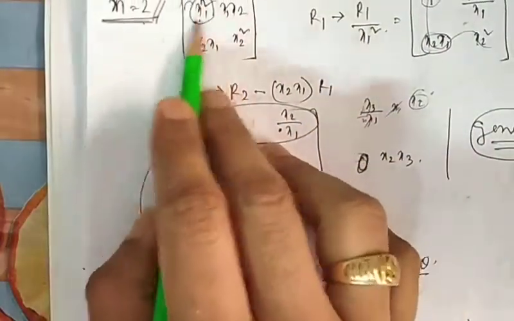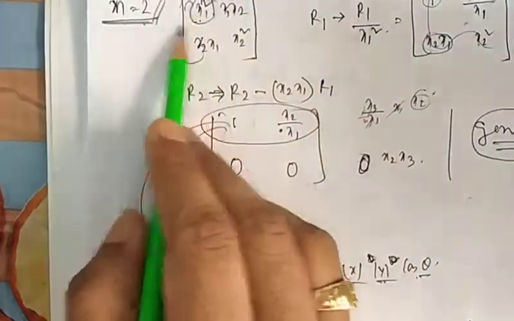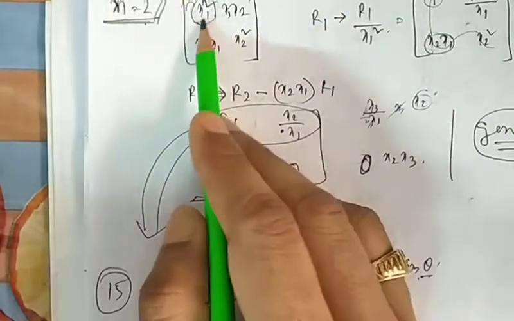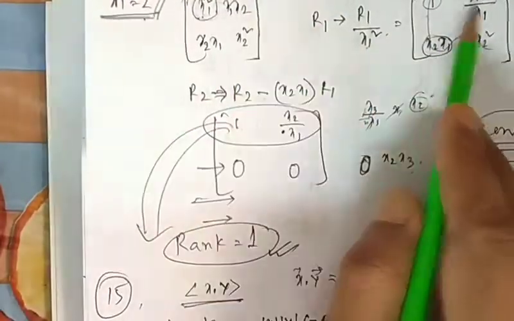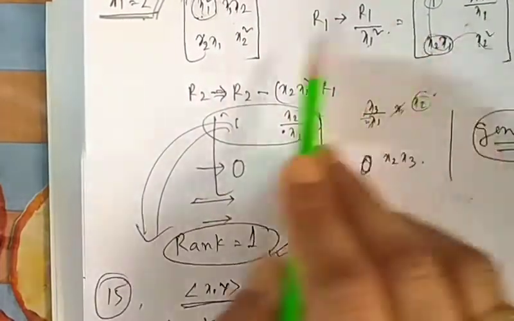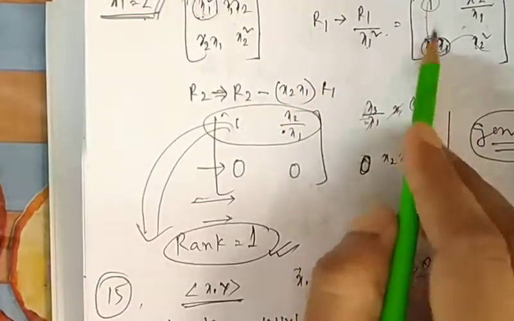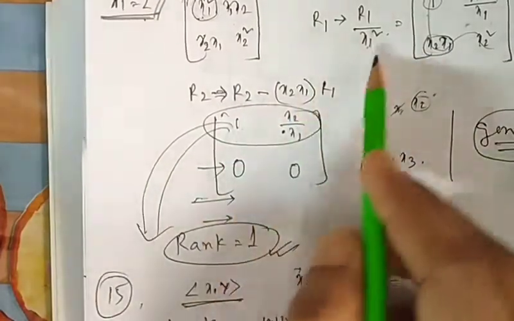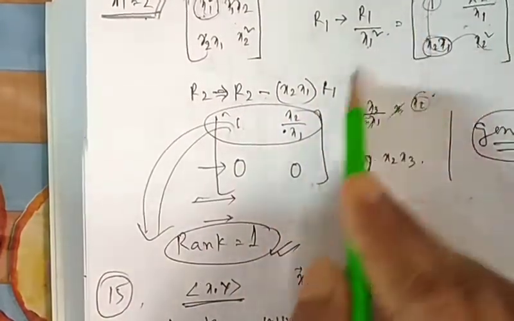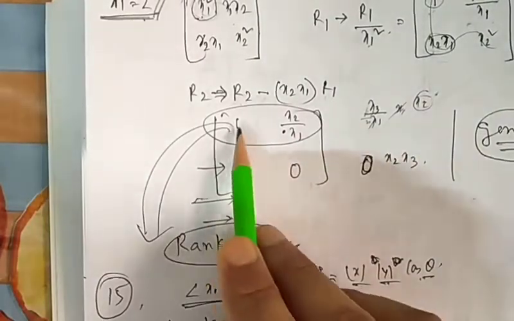If we can find the rank, then our answer is there. So for rank, what will we do? We will make it canonical form. So this one we will make 1. To make this one 1, we will divide R1 by x1 square. So it will be x1 square by x1 square, 1. This divided by x1 square, x1 cancels, x2 by x1. This remains the same. Now next this one is to be 0. How to make this one 0? R2 minus x2 x1 multiplied by R1. If you do this, this is this.